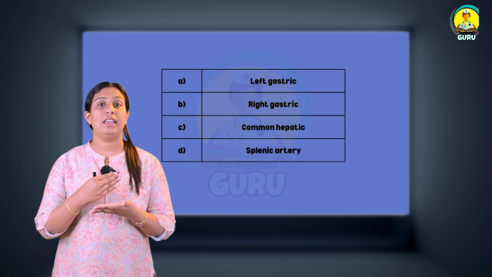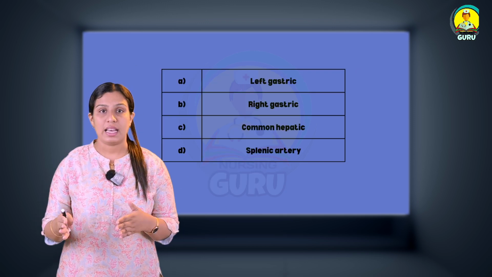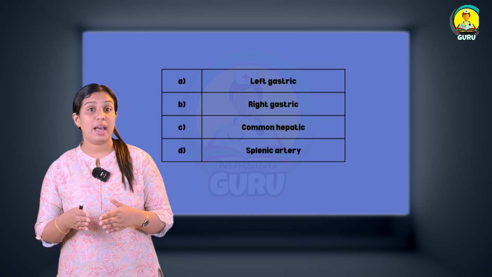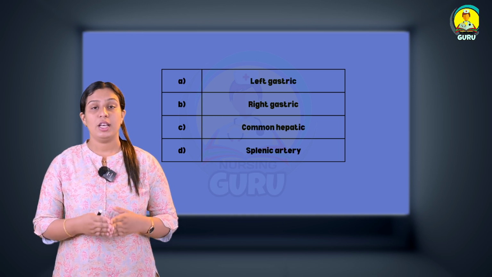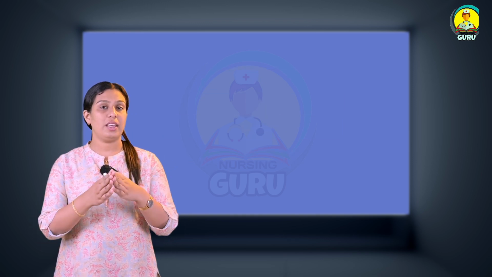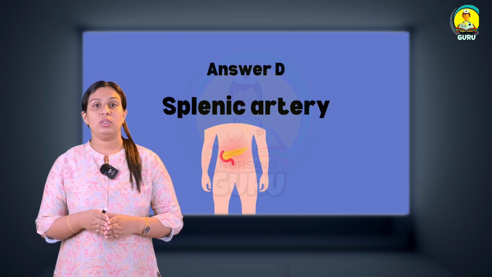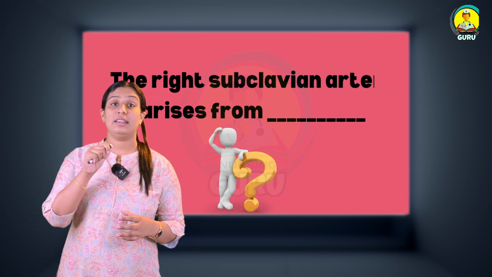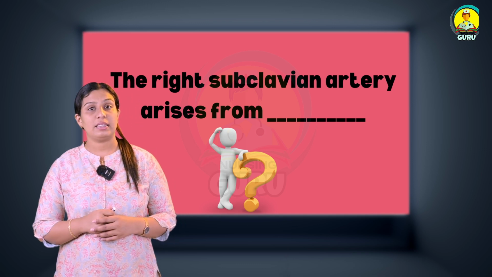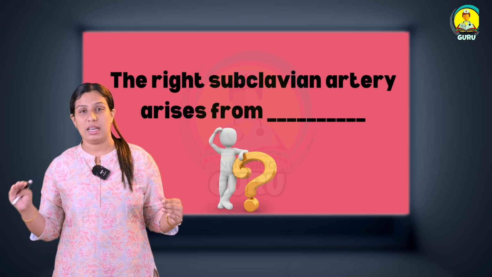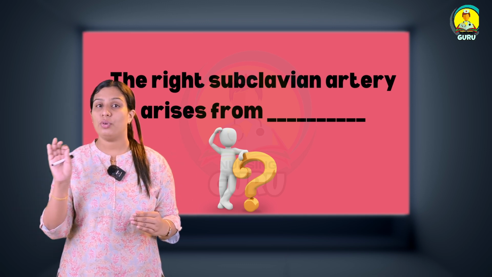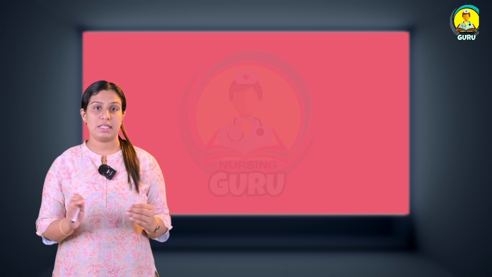The first option: left gastric, right gastric, common hepatic, and splenic artery. So here, without any doubt, we can find the right answer is splenic artery. Next question, that is talking about the right subclavian artery that arises from dash. So here also we need to fill the blank space.